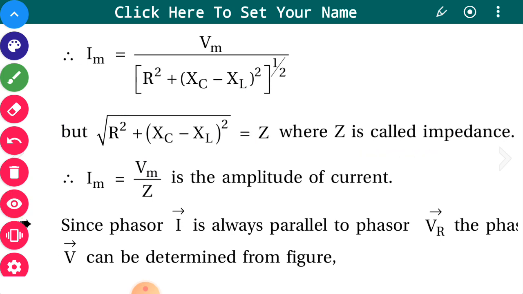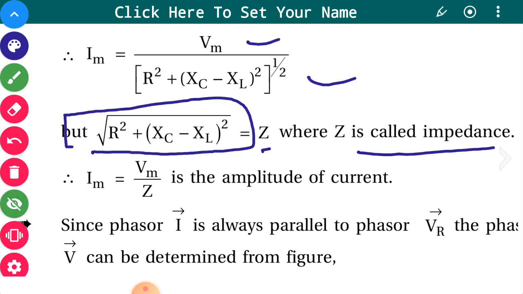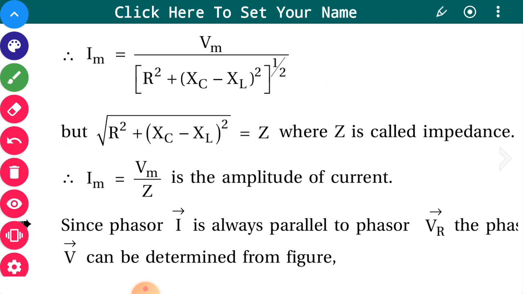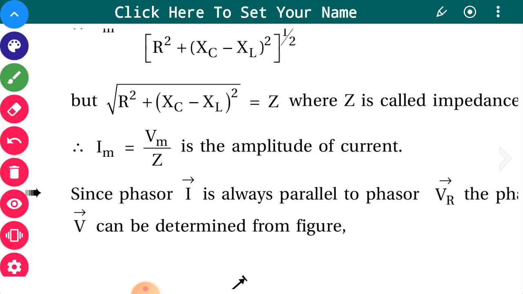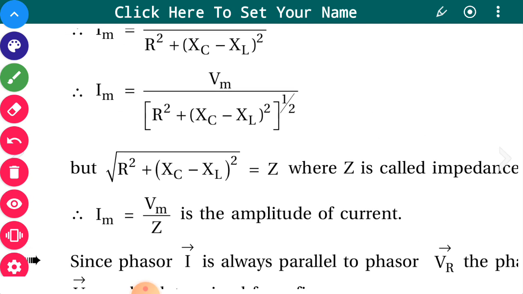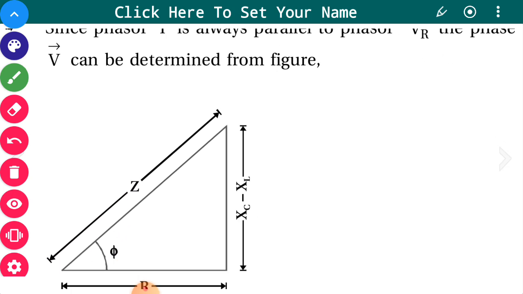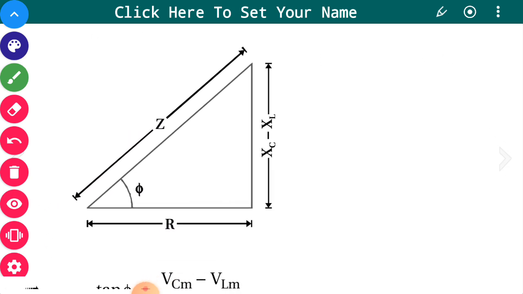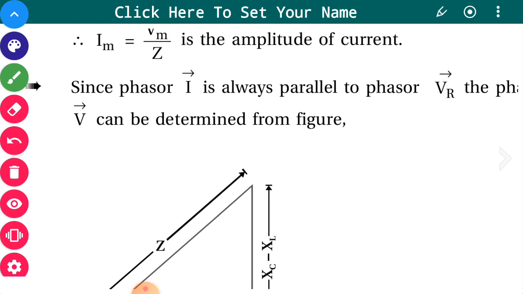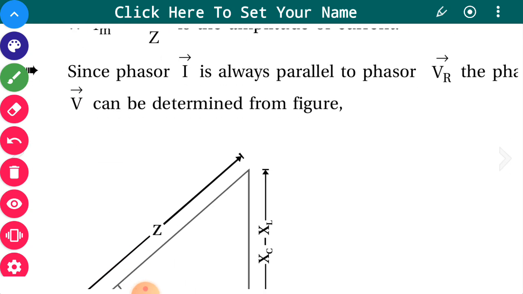It is taken as Z, which is the impedance of the circuit. It is nothing but a kind of resistance. So the Im which we got here is Im equal to Vm upon Z. Vm upon Z is again Ohm's law for the series LCR circuit. It is again shown in the Pythagoras theorem way.